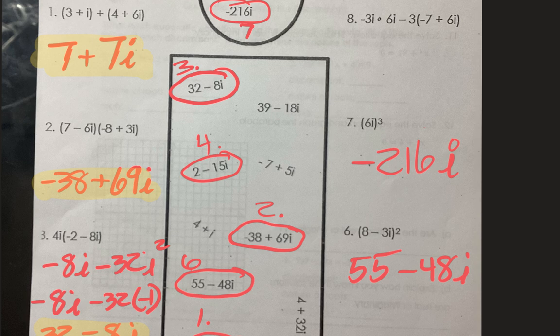And finally, we definitely have to do this on the other page. So let's scroll, and let's see, where do I have 39 minus 18i? There we go. And that is question number 8. So I'm going to write my answer here. 39 minus 18i.